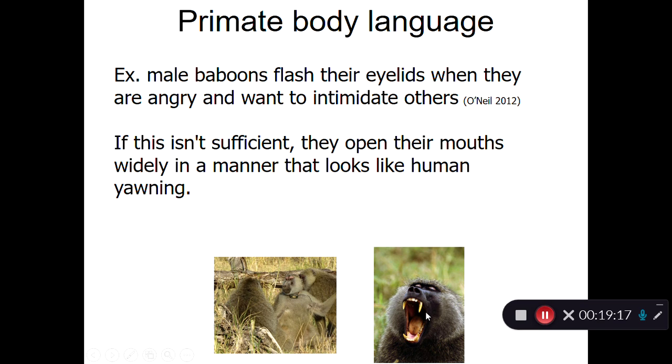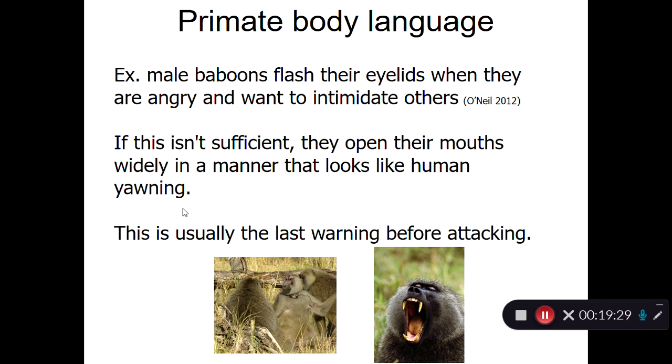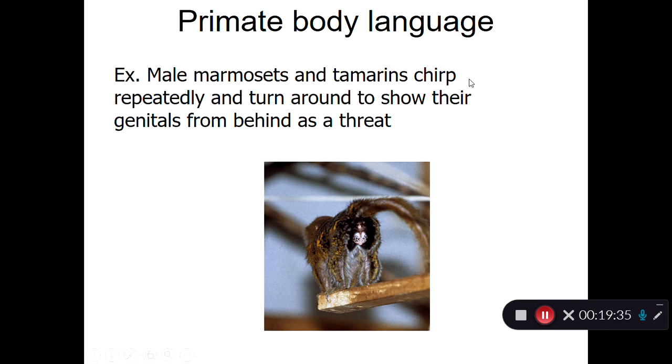we think are mostly for display to other males and maybe to females, but they eventually get into a very, very aggressive display and may eventually attack if the receiver is not getting that cue. Now, what about this one?